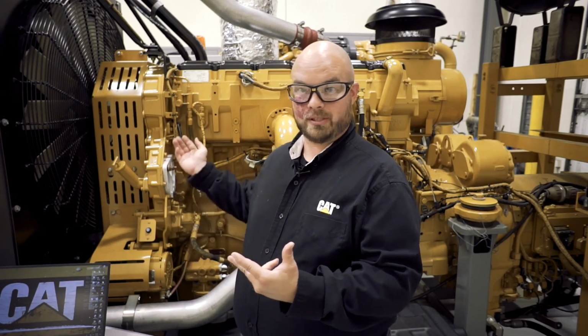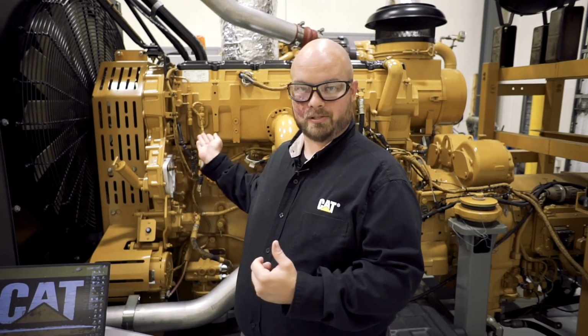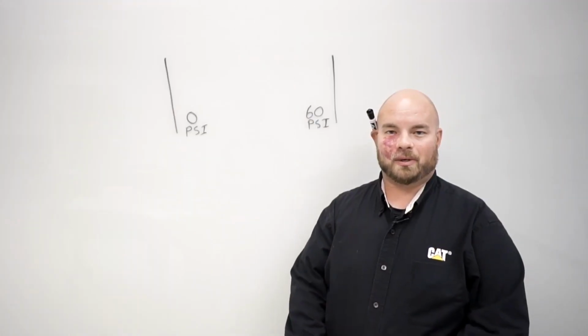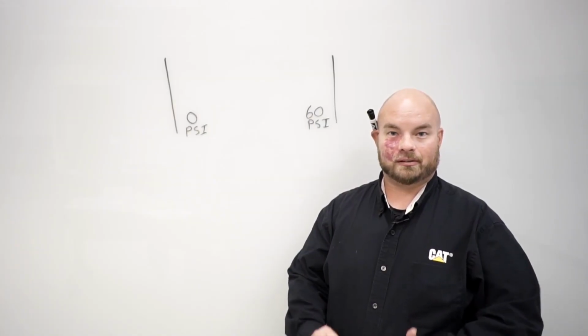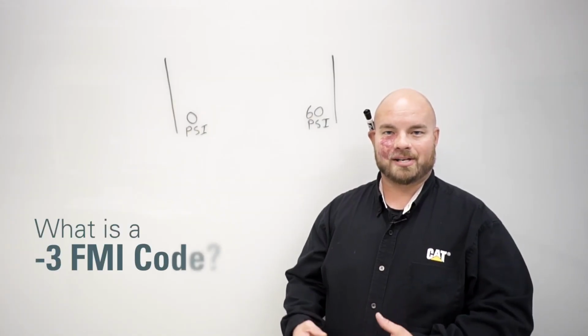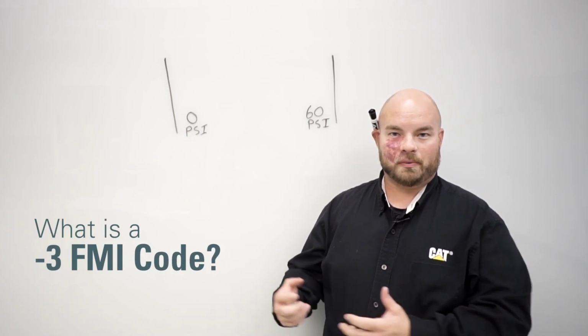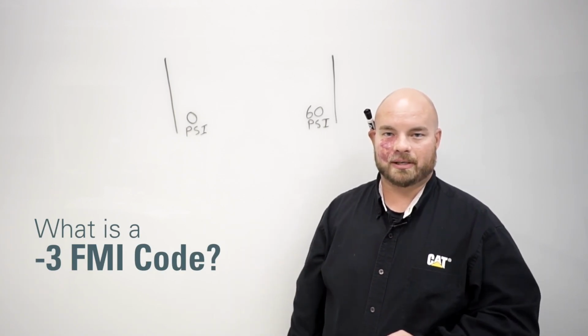In this case, we're dealing with a boost pressure sensor. As this sensor detects more or less boost, the DC voltage coming from the sensor to the ECM is also going to vary based on the pressure being detected. Now that we've talked about what an active analog sensor is, let's talk a little more about what a -3 FMI code actually means and what triggers that code. We moved into the classroom here so we can get a better idea of that.